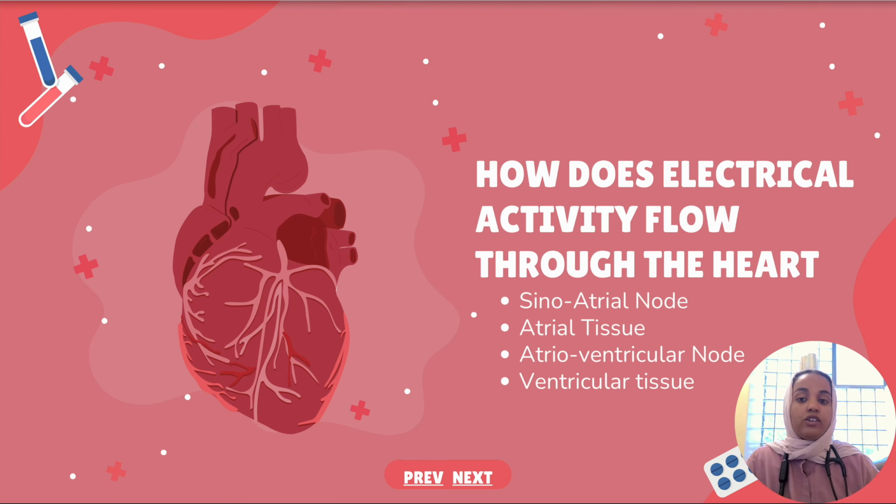The rhythm usually starts in the atria in an area called the sinoatrial node. It then travels through the atrial tissue and reaches the atrioventricular node, which sits between the atria and the ventricles. And after that, it goes to the ventricular tissue.